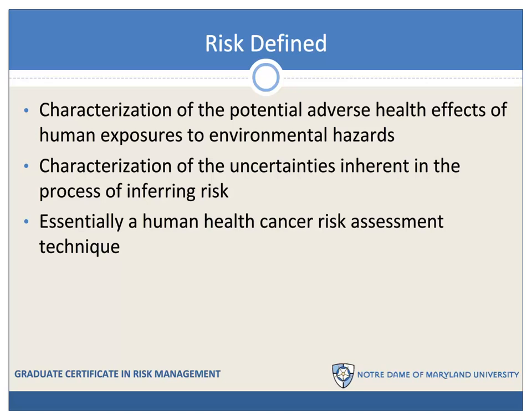The definitions from that report are worth knowing. Risk was defined quite differently from the definition we use today. It was called a characterization of the potential adverse health effects of human exposures to environmental hazards, and a characterization of the uncertainties inherent in the process of inferring risk. It may be useful to know that the Red Book referred to what was essentially a human health cancer risk assessment technique.